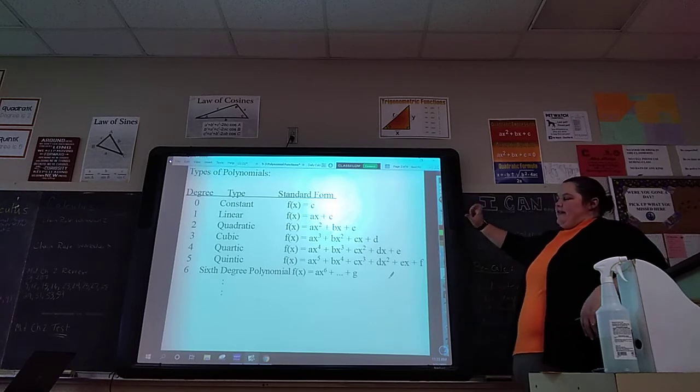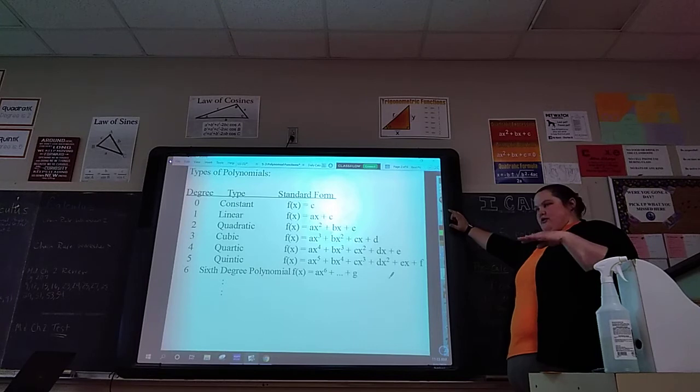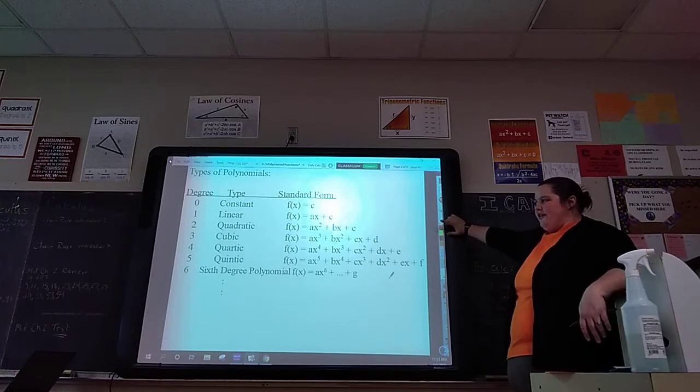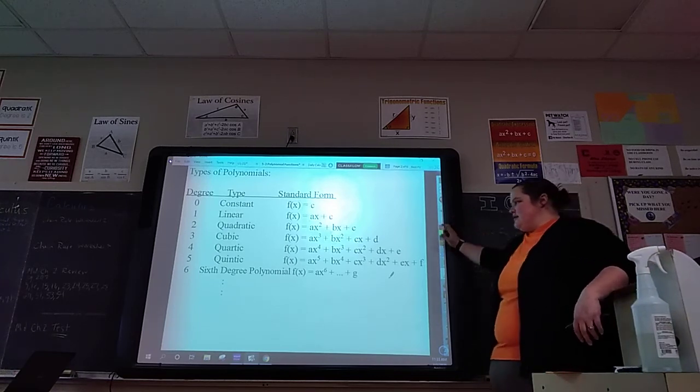So those are the 3 that we've actually talked about in other contexts before. Constant, those are our horizontal lines. Linear, we did a whole bunch of stuff with that when we're making our lines. Quadratics, we did a lot of that in the unit before. So then we start talking about some of the newer functions.